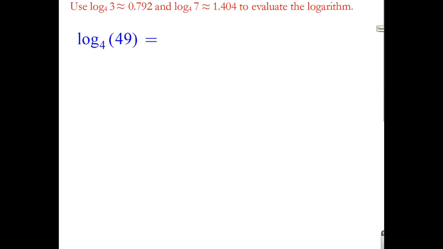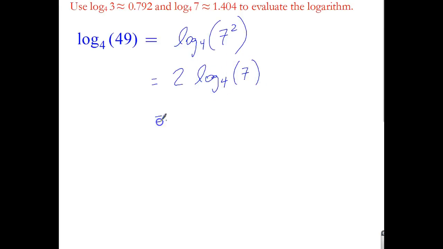All right, so now we got log base 4 of 49. Okay, well, 49, let's try to use one of these things, right? So log 3, log 7, we can say this is log base 4 of 7 squared, okay? And if I use the power property, I can pull this and drop it in the front, so I get 2 log base 4 of 7, which is going to be 2 times 1.404, which is going to be equal to 2.808, approximately, right? Not exact. Okay, good, good, good. All right.